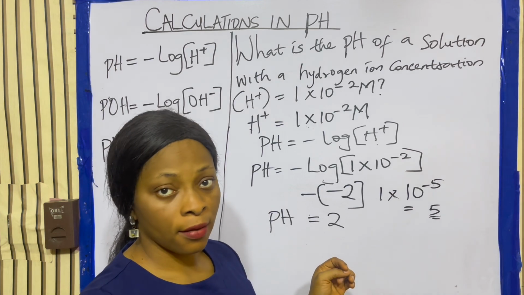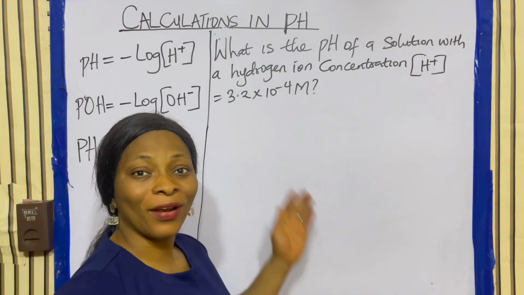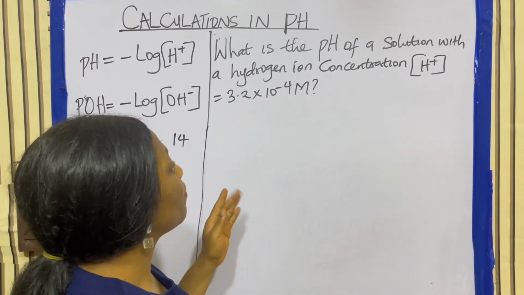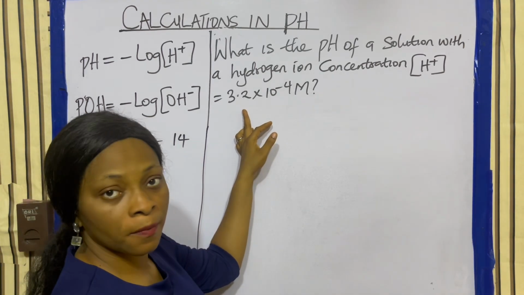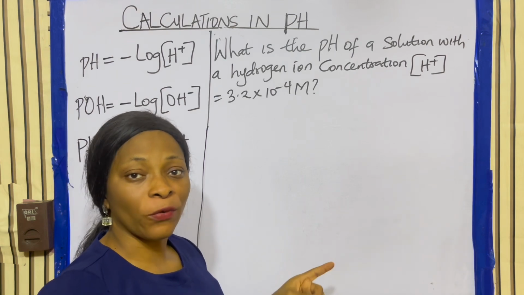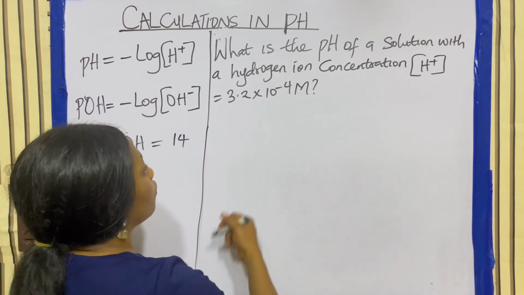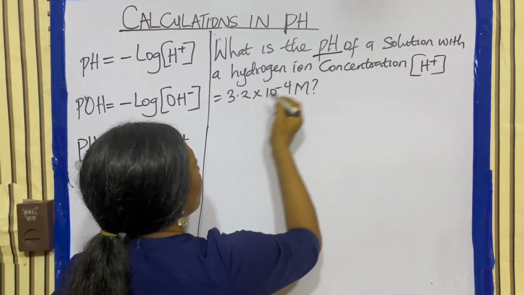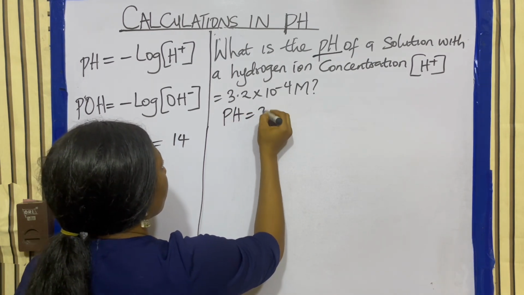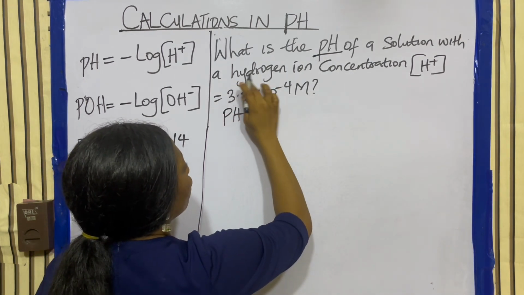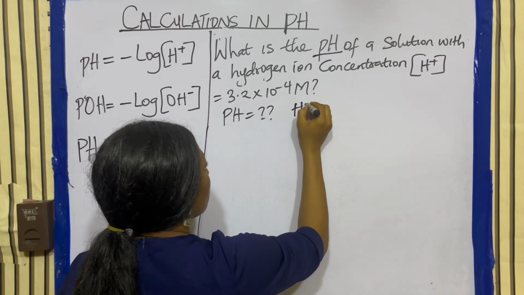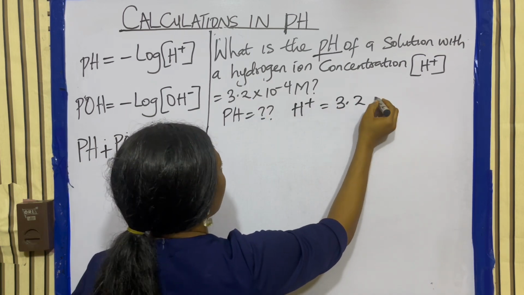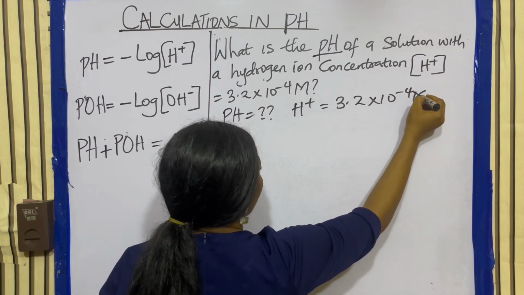Are we together? Let's look at another question. What is the pH of a solution with this hydrogen ion concentration? The first thing to do is to write out your parameters. We are looking for pH with a solution of hydrogen ion concentration, which is 3.2 times 10 raised to power minus 4.